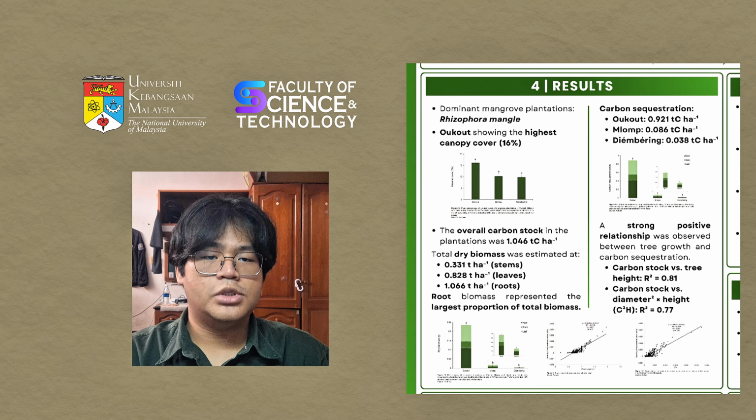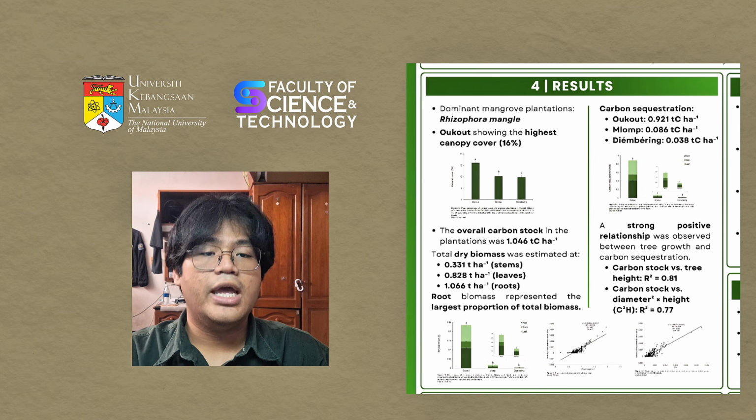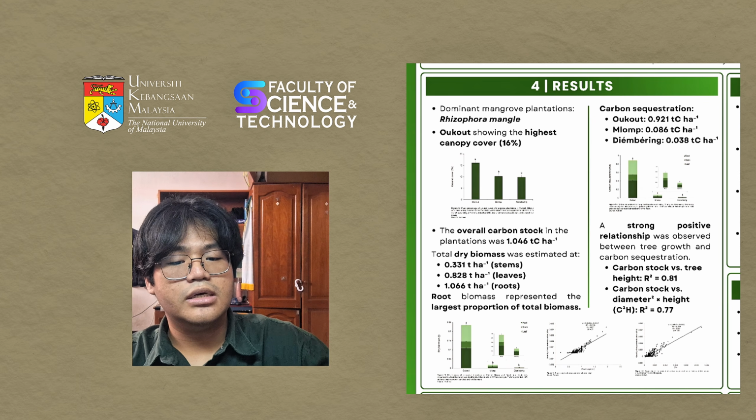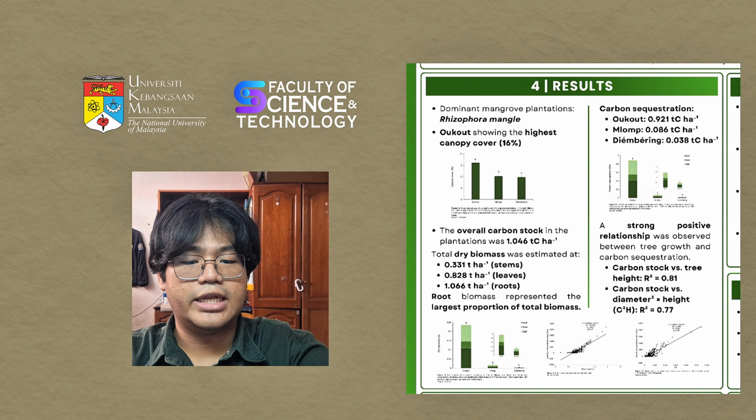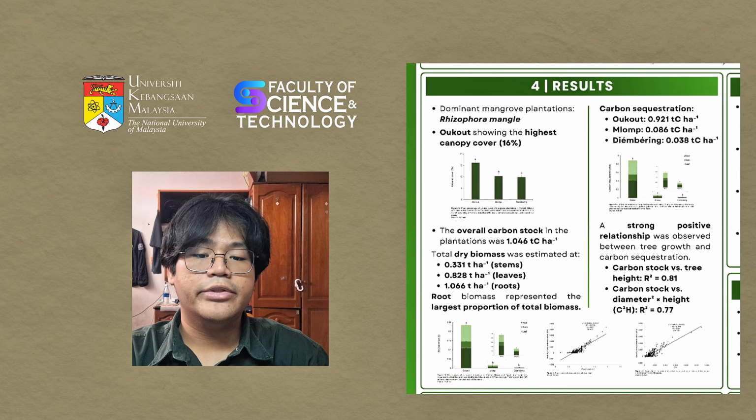has the highest amount at 0.921 ton carbon per hectare, followed by Mlop at 0.086 ton carbon per hectare, and Diambering at 0.038 ton carbon per hectare. For the regression analysis, a strong positive relationship was observed between tree growth and carbon sequestration.